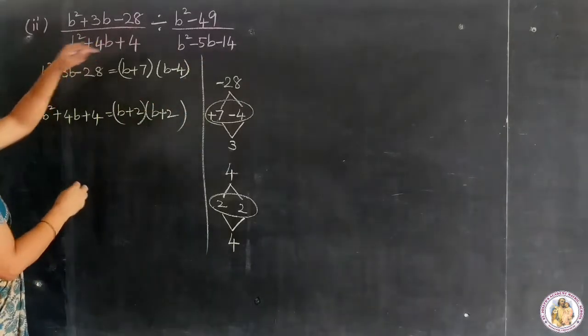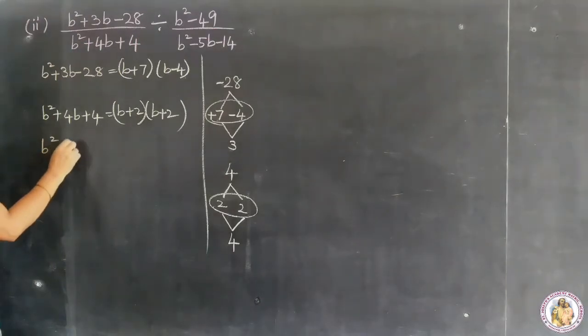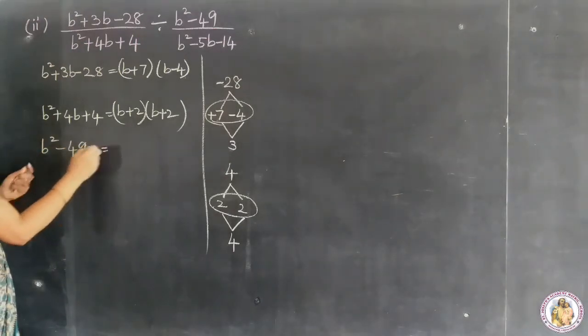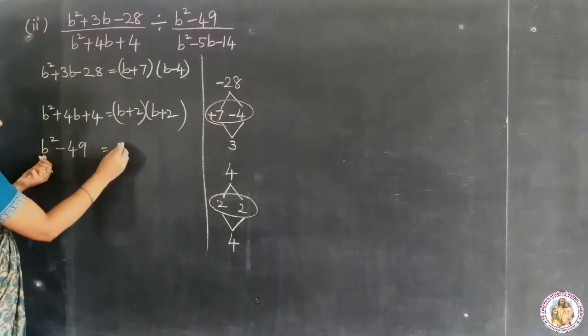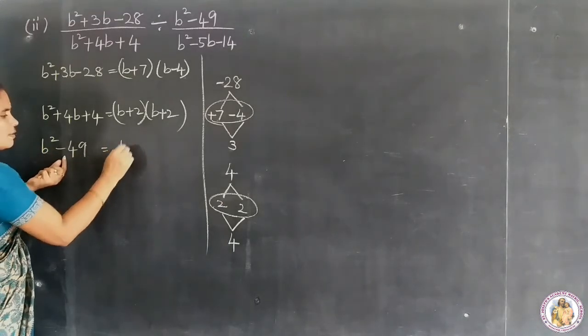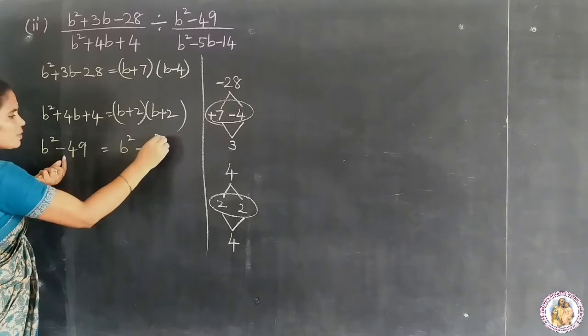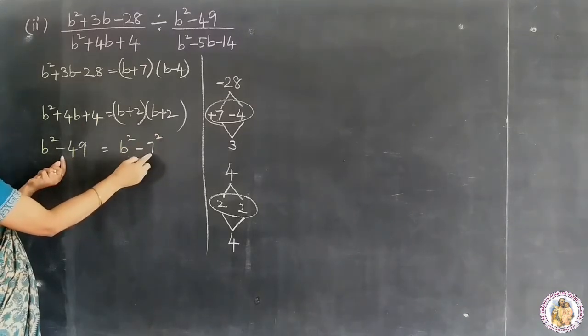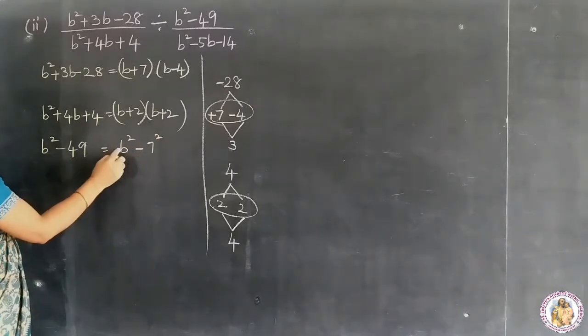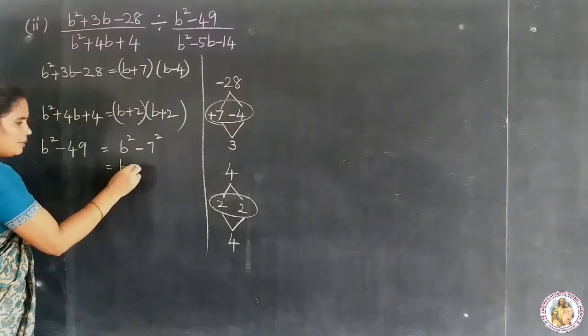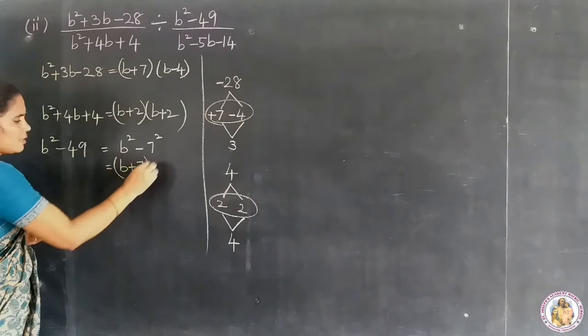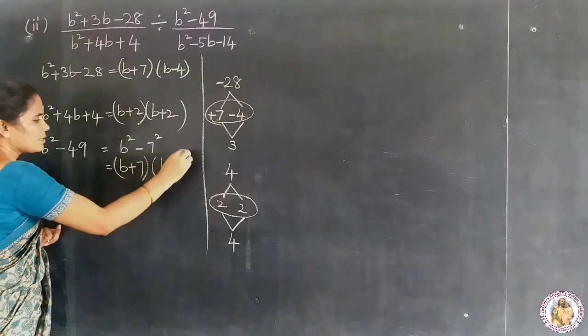Okay. And next, b square minus 49. 49 is also root, so b square minus 7 square, since 7 into 7 is 49. So a square minus b square is nothing but (b plus 7) and (b minus 7).